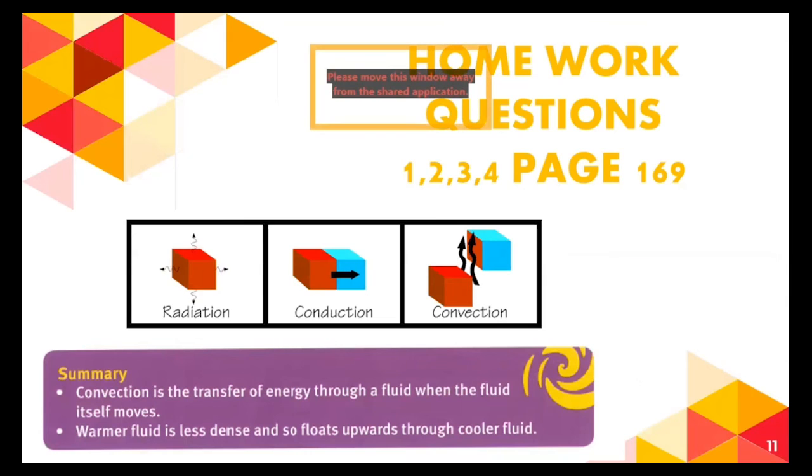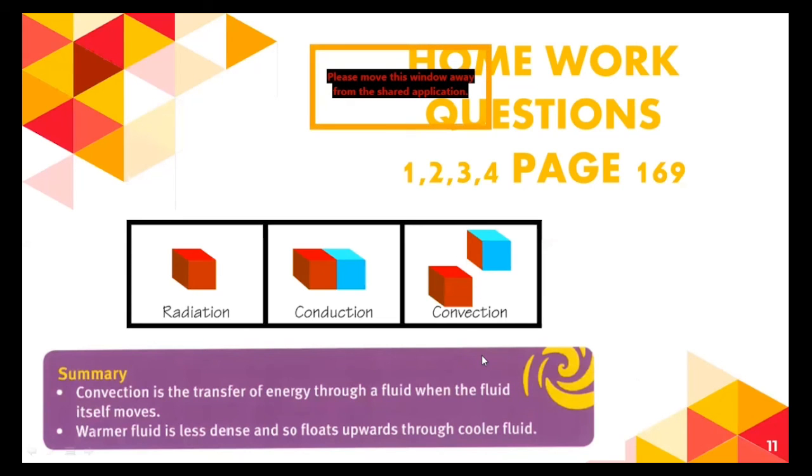Convection is the transfer of heat through fluids, when the fluid itself moves. So pay attention. In conduction, we said that materials do not move, but just the particles inside, except for having two materials in contact with different temperatures. And then, as you see, in convection, the transfer of heat happens when the fluid itself moves. With fluids, we involve both liquid and gas. Warmer fluids are less dense, and then they float upwards through the cooler fluids.